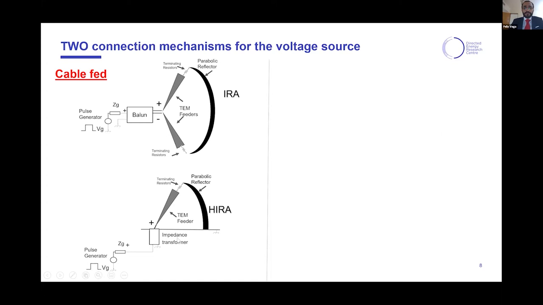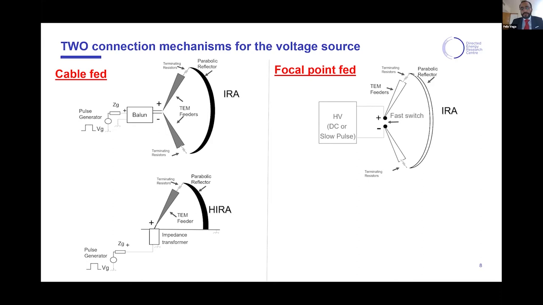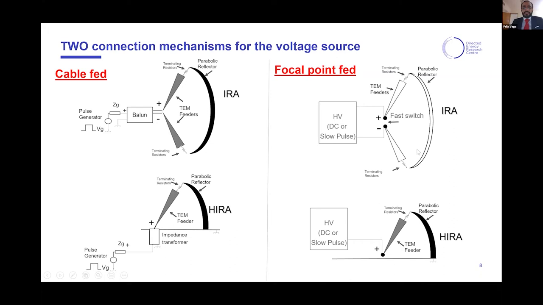Whereas in the focal point fed antenna, or impulse radiating antenna, like the JOLT, for example, or like the prototype ERA, you have high voltage DC or a slow pulse, then you manage to transport this energy towards a fast switch that is located exactly at the focal point of the antenna. And when the breakdown conditions are achieved in the spark gap that is formed, in the switch that is formed in the focal point, then you have the rest of the process there. So in the case of the half impulse radiating antenna, the setup is similar, just that it is referred to ground.